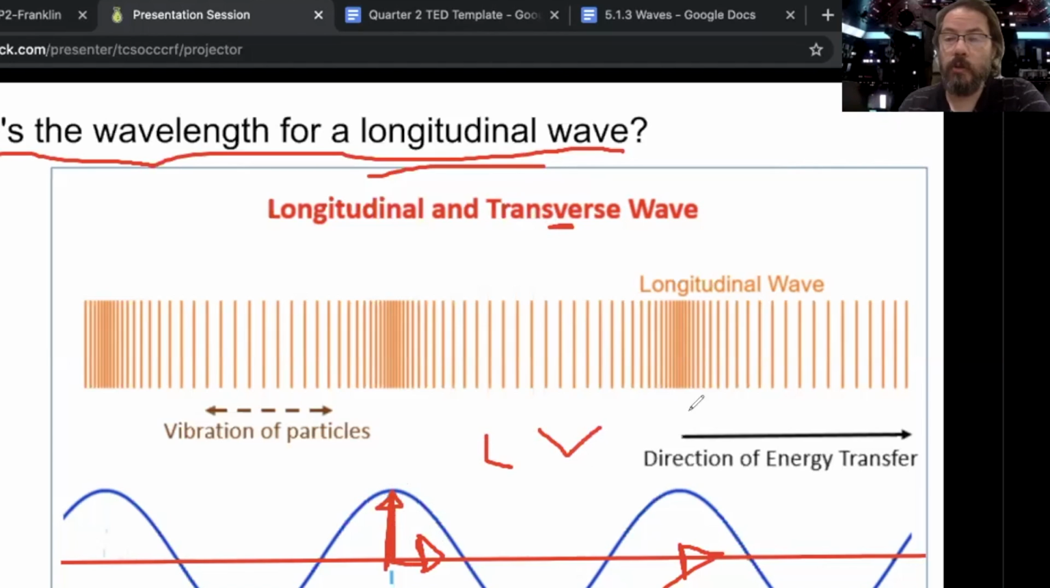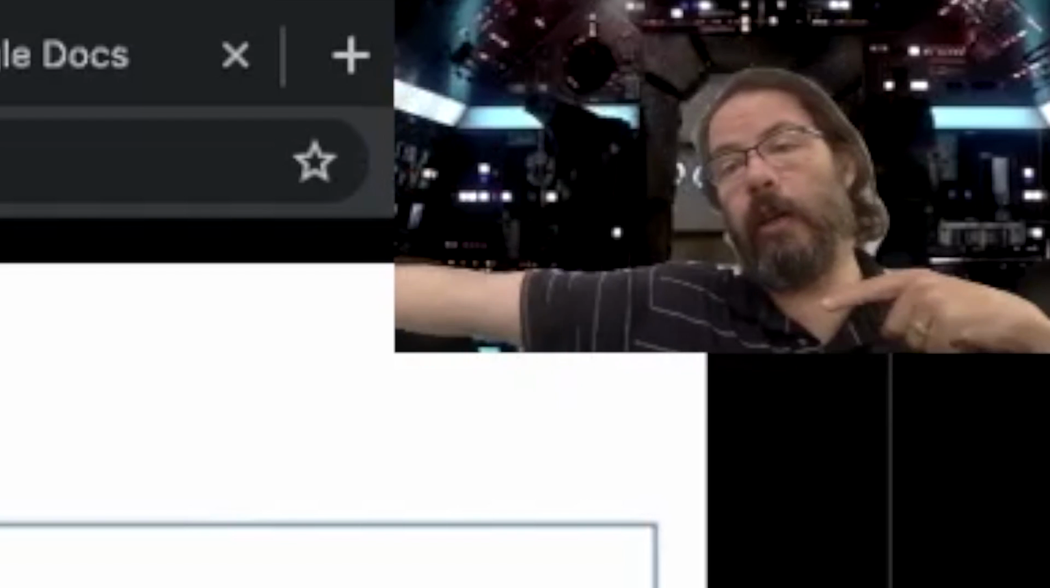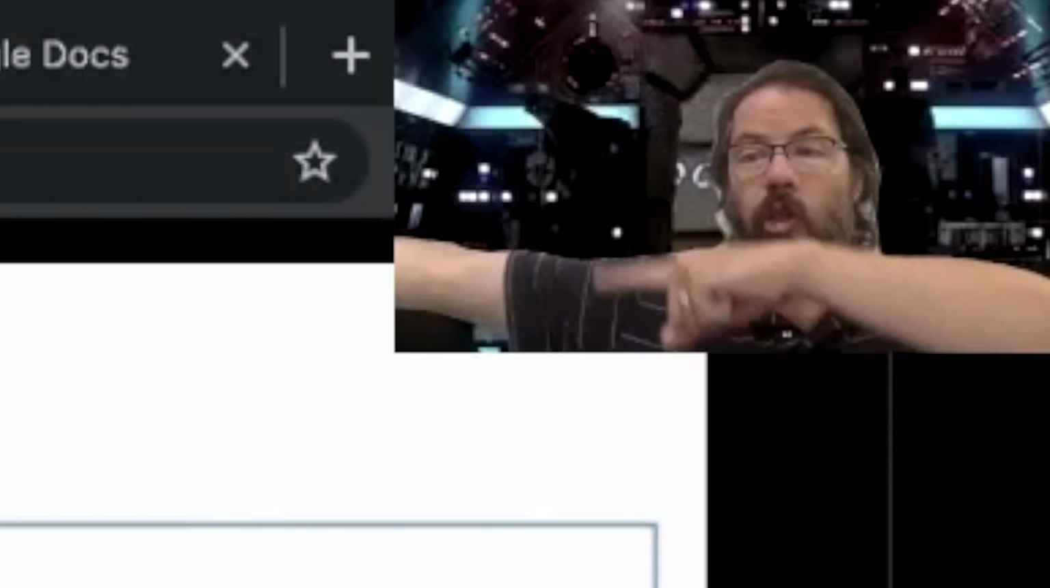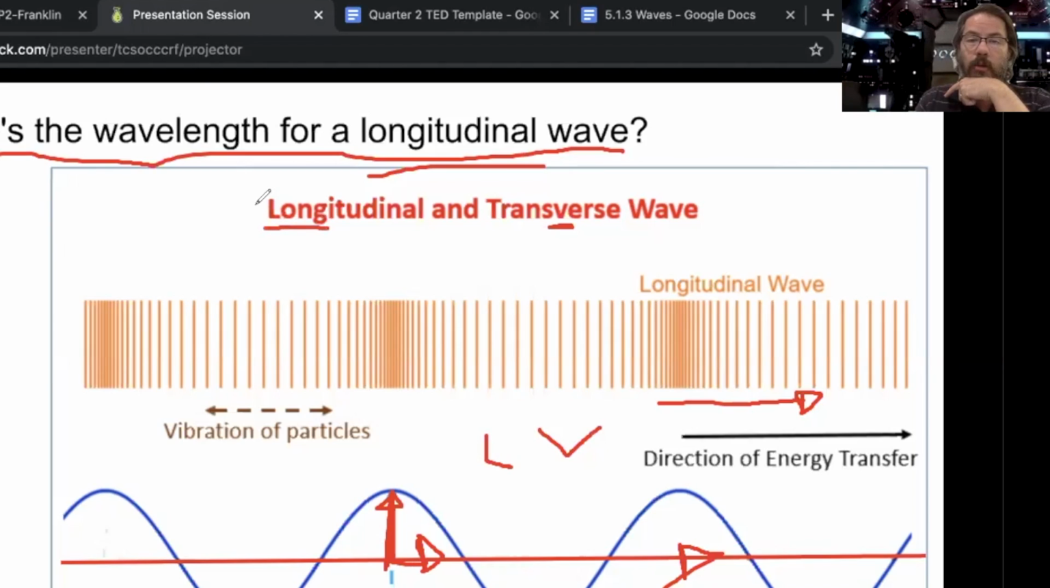Okay, so now longitudinal is different. The pulse is still going to go that way. The energy is still going to go this way, but the oscillation, the movement of the particles, is going to be in the same direction. So the energy goes that way and the object is going to oscillate like this. So it's along the energy transfer. It's along the energy transfer, longitudinal.